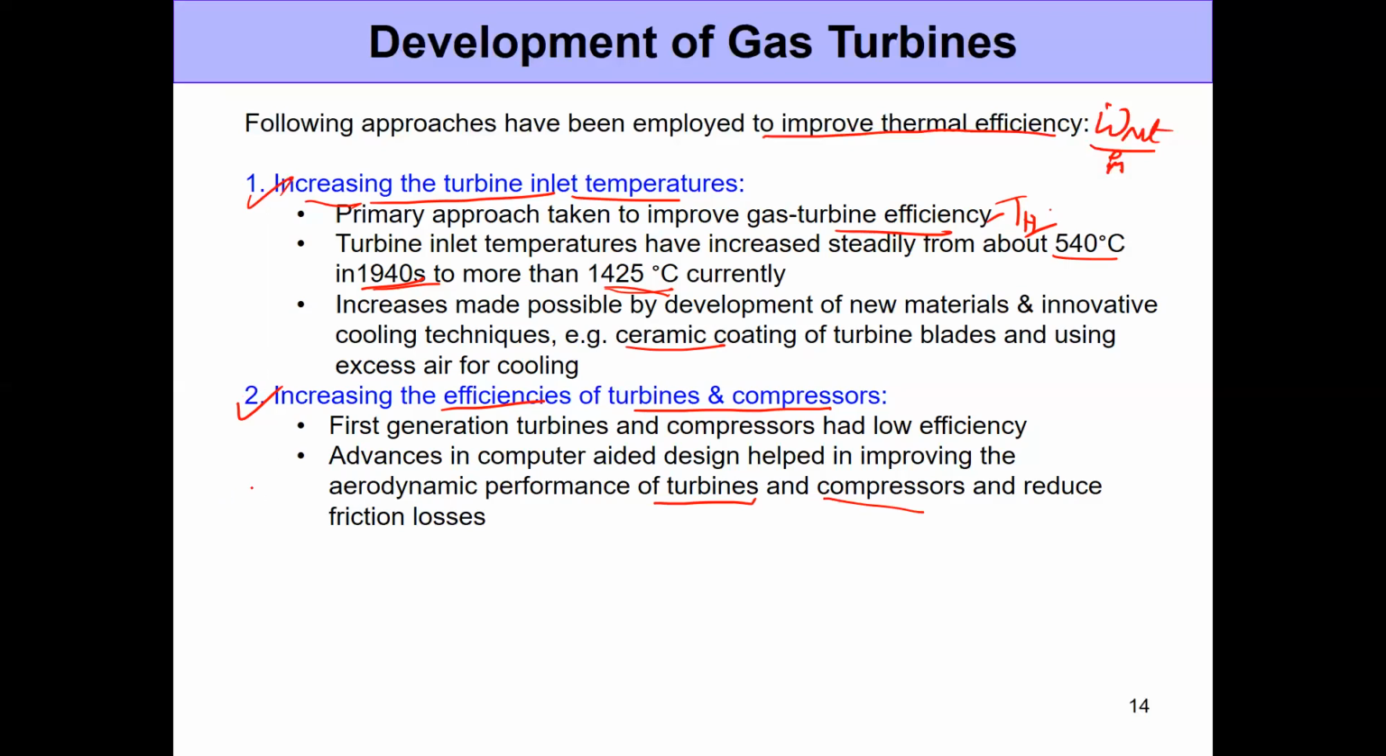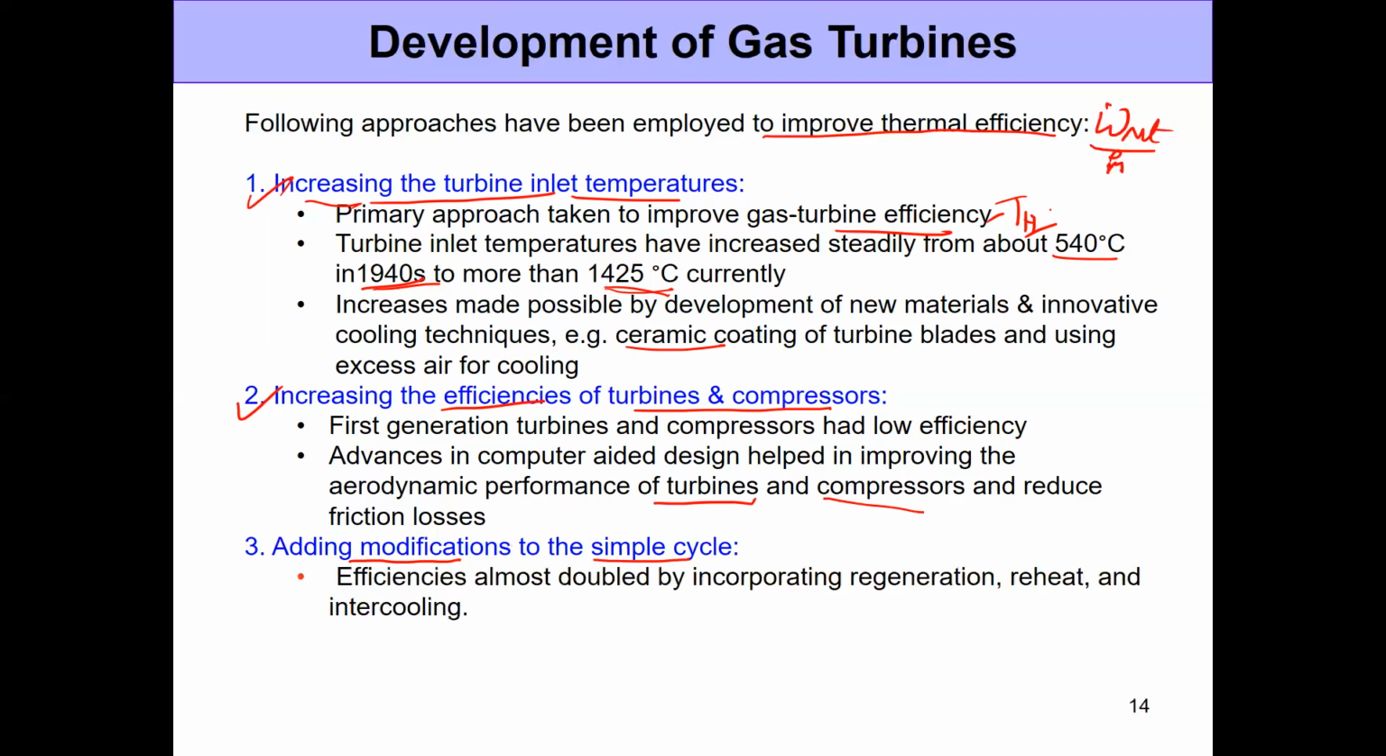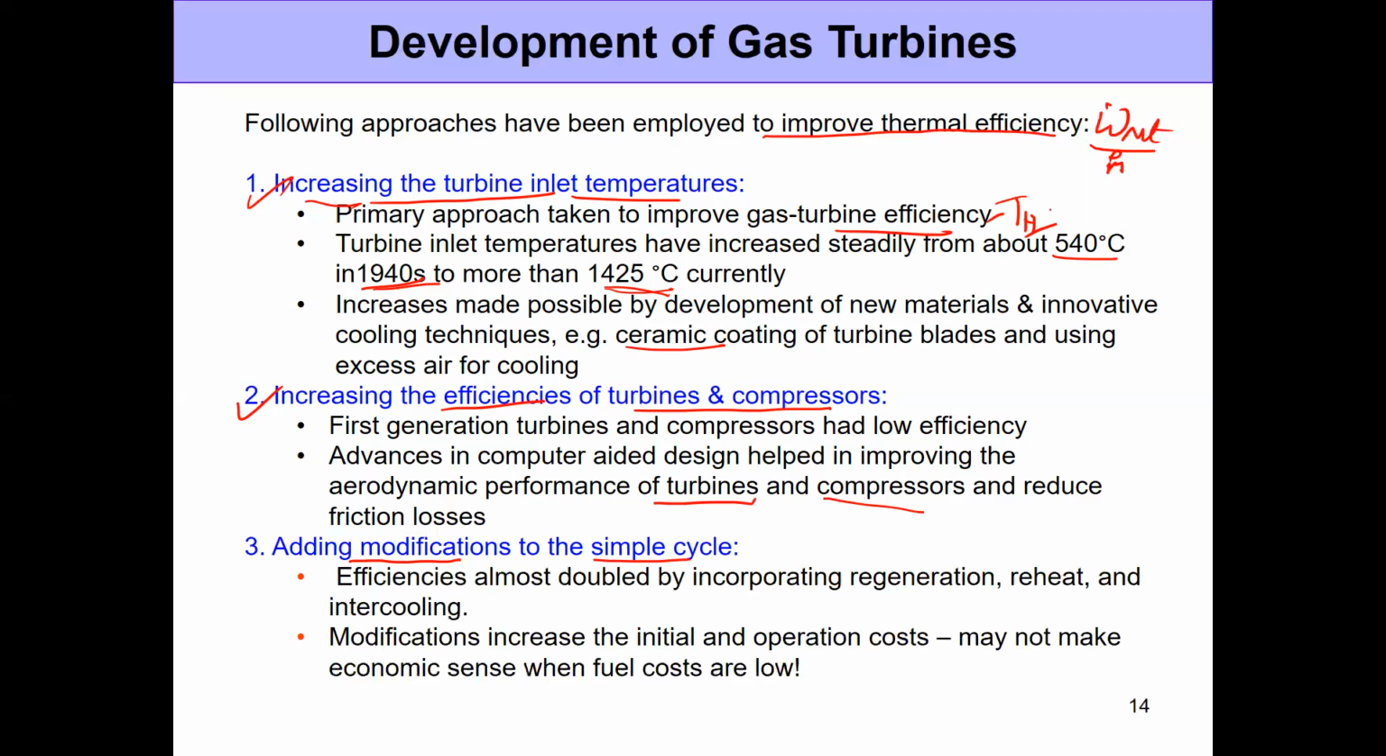Now, apart from these two modifications, the modifications which were more common in the earlier generation of the Brayton cycle was to simply add modifications to the simple cycle, similar to the kind of modifications we have looked at when we were discussing the Rankine cycle. So what modifications can you add to the simple Brayton cycle? Well, the modifications are going to be similar in the sense that you can have regeneration, you can have reheat, as well as you can have intercooling. The efficiencies for low turbine inlet temperatures almost doubled when these modifications were incorporated into the design.